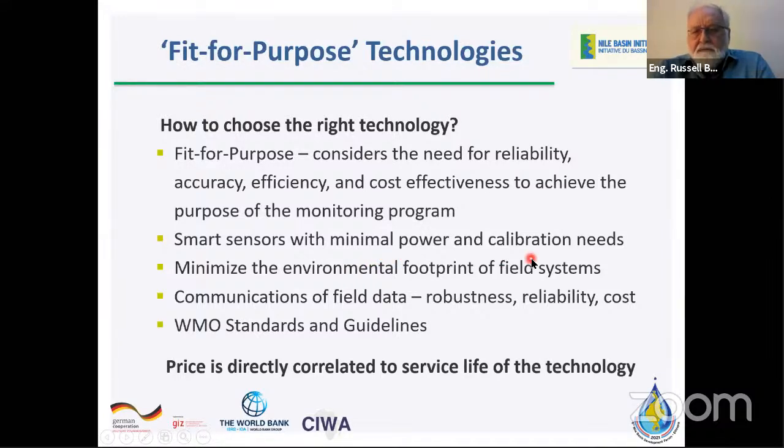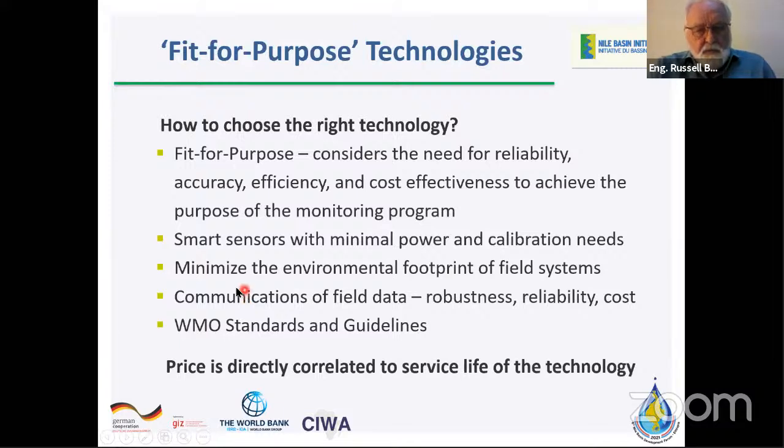They have a long life. Their calibration needs are much less because they do corrections for drift in the sensor. And they're also smart enough to tell you when they're out of calibration, sending an alert message to you that I need calibration. So they really help you in deploying and maintaining those sensors and providing good quality data.